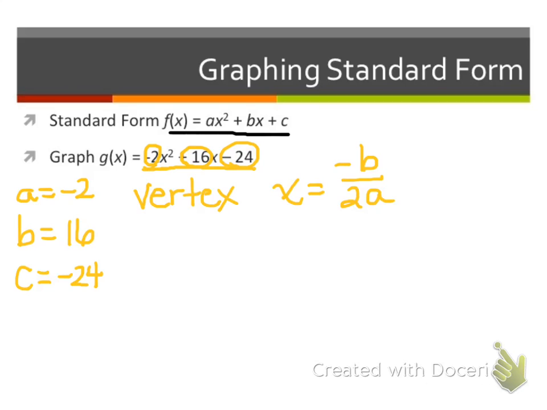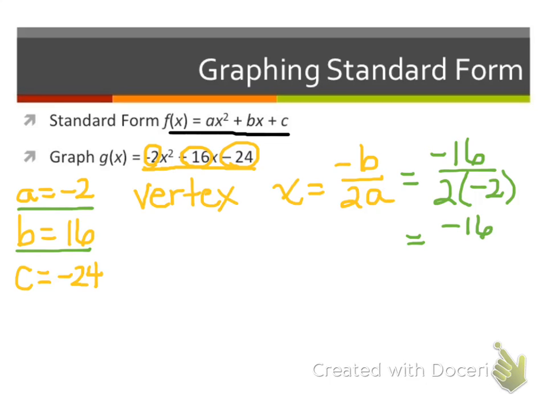So in this case, the opposite of b, well, my b was the 16, so the opposite of b is going to be negative 16. And then we've got 2 times the a. A was the negative 2, so we'll substitute that in for a. And I'm going to end up with negative 16 divided by negative 4, which is going to give me a positive 4 answer. Okay, so I know now that the x-coordinate of my vertex is positive 4.